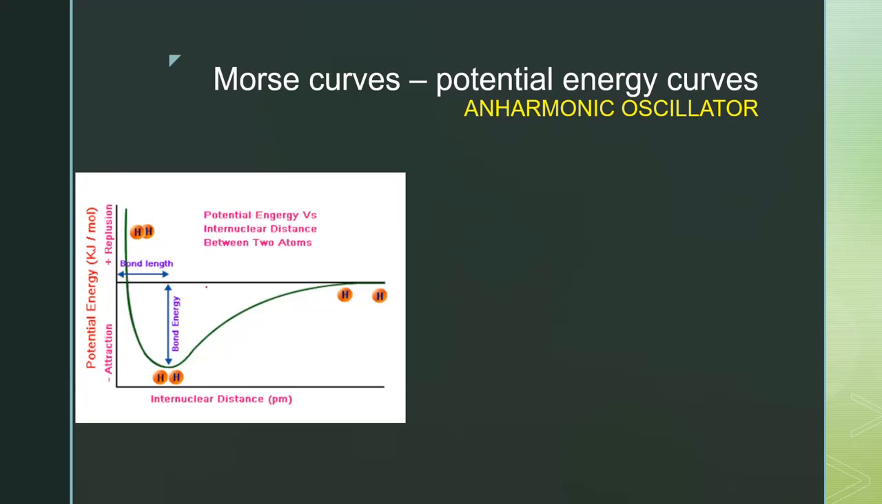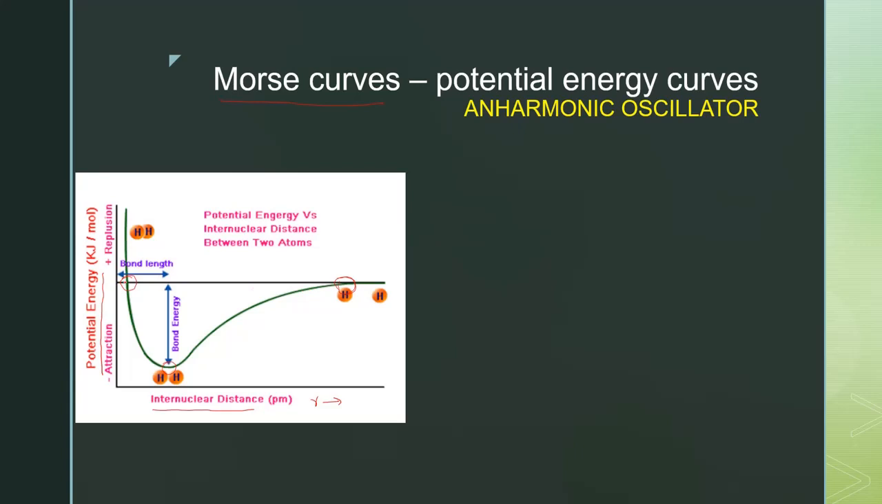This particular potential energy curve is plotted with potential energy against the internuclear distance r. This particular curve is called a Morse curve. Let us see what the features of a Morse curve are. A Morse curve has three extremum points. One extremum point is here, one is here, and one is here. You know from mathematics what extremum points are. Extremum points are where the change in the curve is zero.